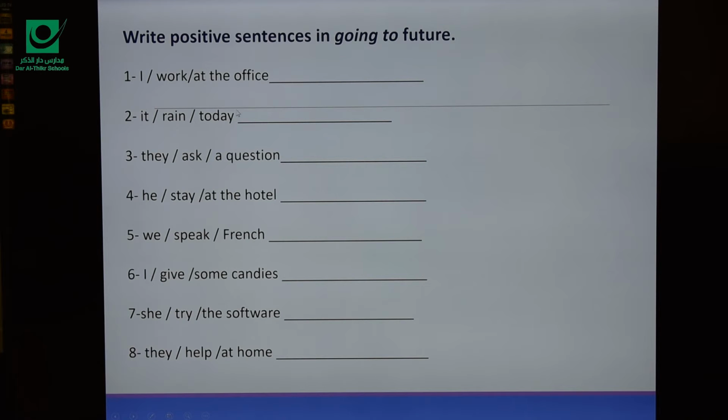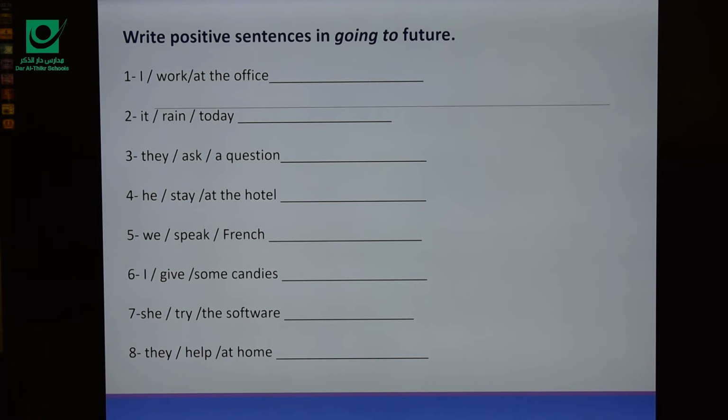Let's make 2 sentences in the positive form of these sentences. Use these words to make sentences. For example, I work at the office. You can say, I'm going to work at the office.